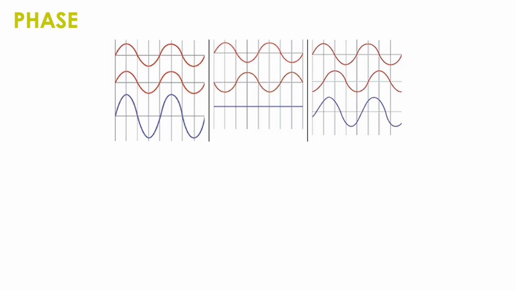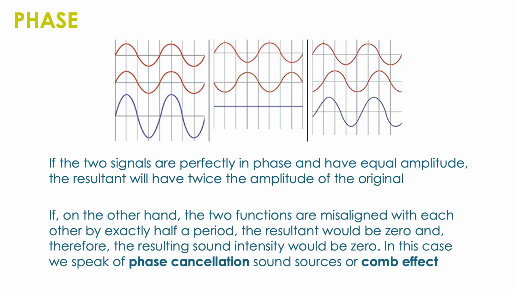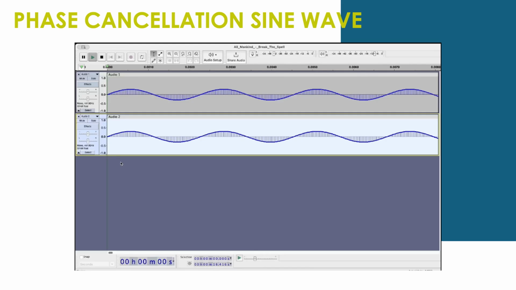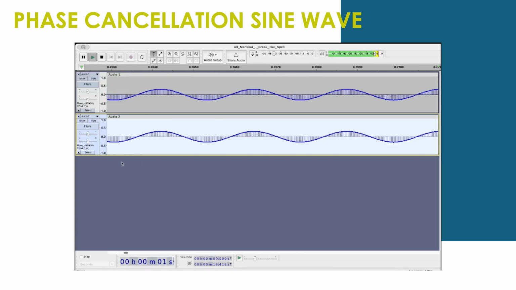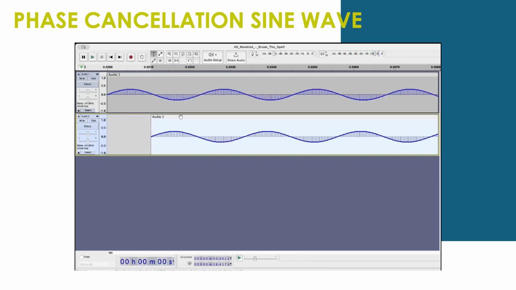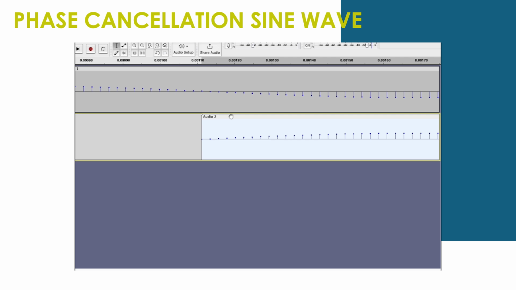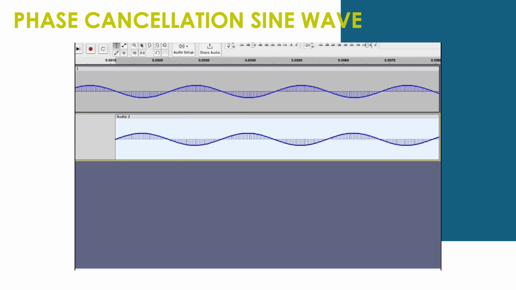Two waves in phase amplify each other, while waves out of phase can cancel each other or create a comb effect. For example, phase cancellation occurs when two waves at the same frequency are 180 degrees out of phase, resulting in silence. Understanding phase is vital for tasks like audio mixing and speaker placement. In the video, we can see initially the two waves in phase. We then move the second one by half of the wavelength, and we notice a great reduction of the volume.